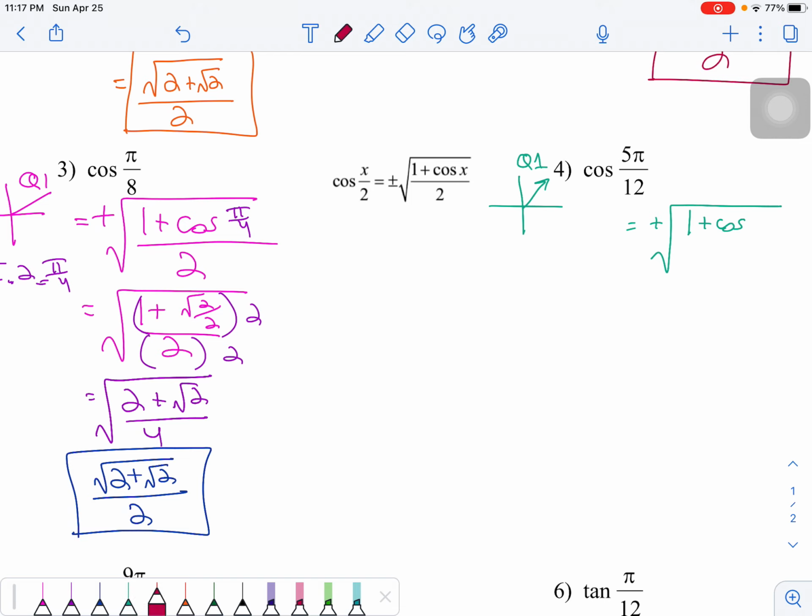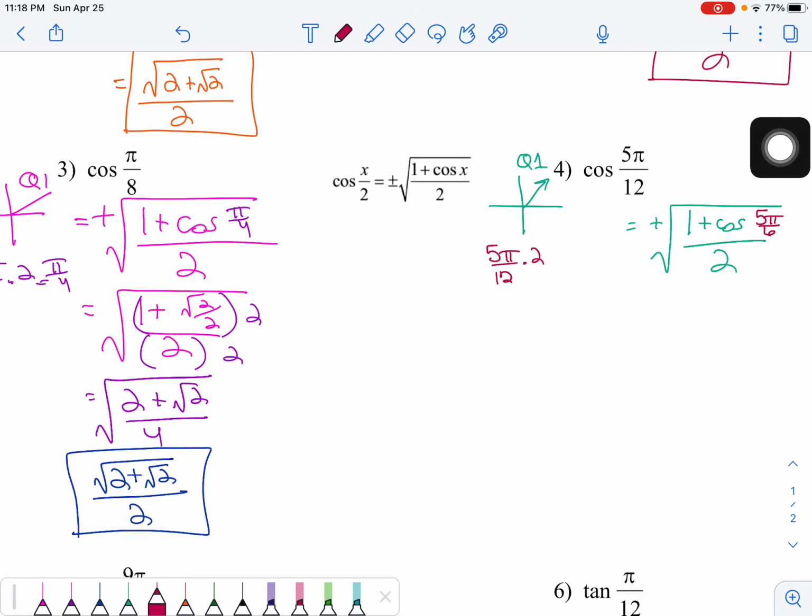Now I've got to figure out what fraction I'm dealing with next. So I'm going to take the original expression, 5 pi over 12, and I'm going to double it, because this is half angle. I want to double it to get what x is. That was the mistake I made in the first one. So this is going to be 5 pi over 6, all over 2.